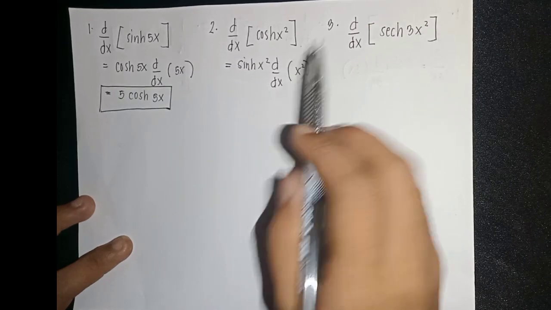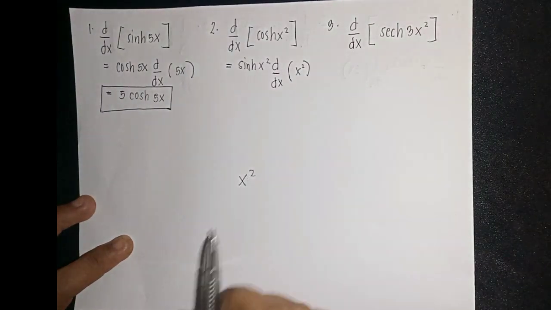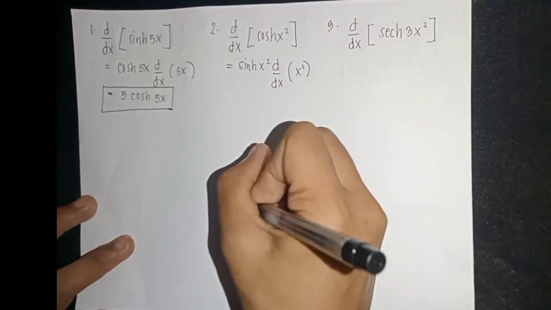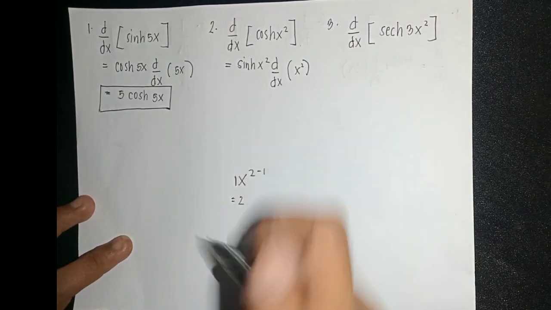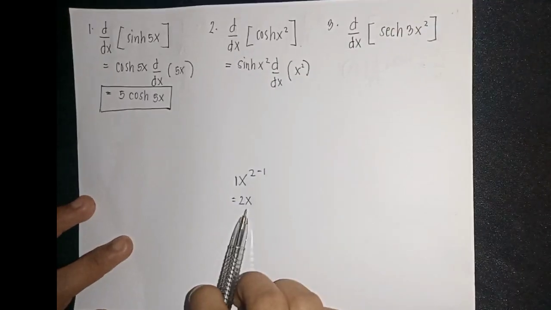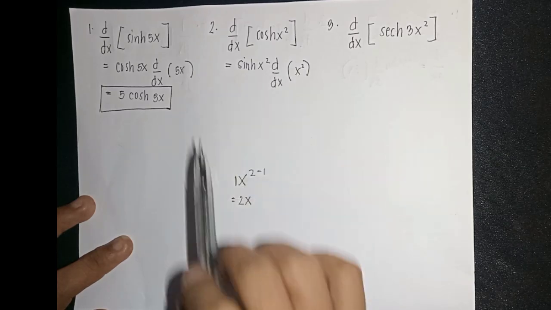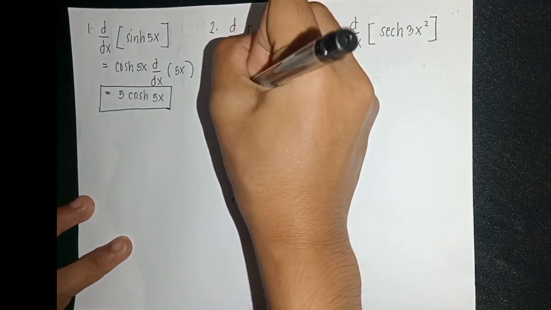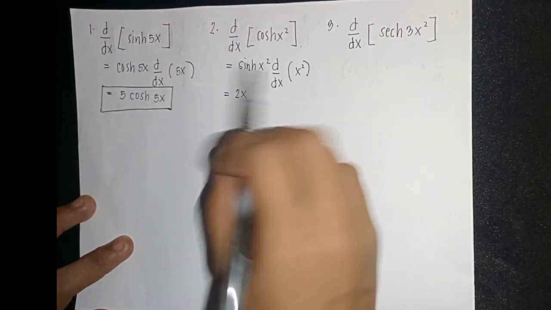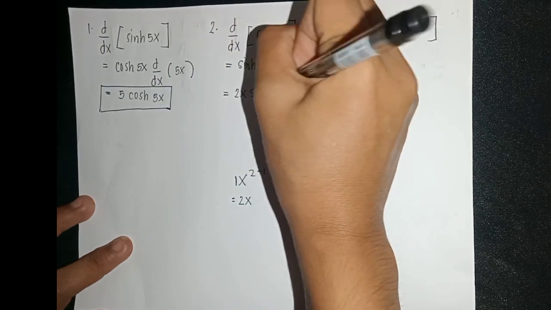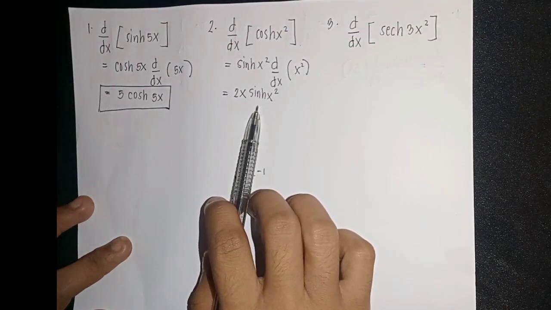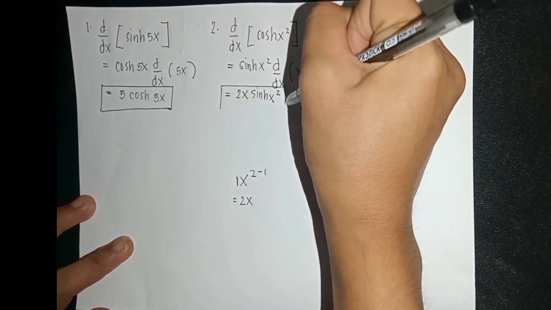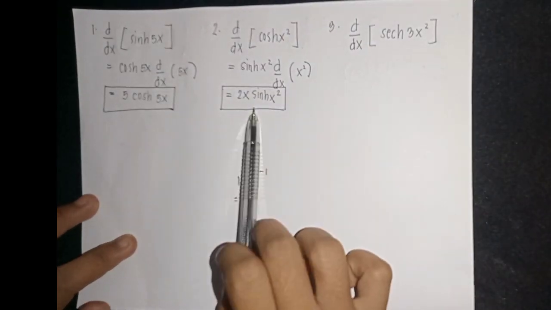So what is the derivative of x squared? We all know that there is an invisible 1, which is 1 times 2 is equal to 2, and x to the power 2 minus 1, which is x. So the derivative of our x squared is 2x. So now let's put it in the equation, which is the derivative of x squared, 2x, times sinh x squared. So now this is your final answer, which is equal to 2x hyperbolic sine x squared.